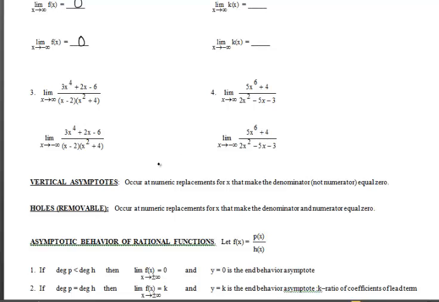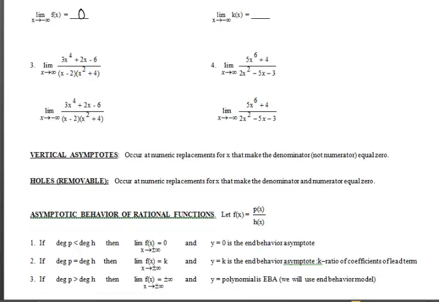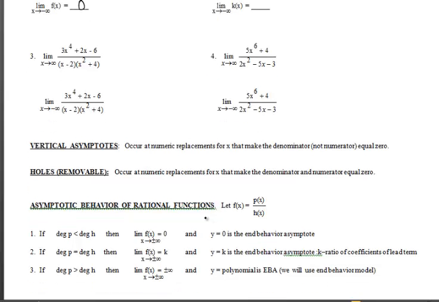Okay, and just some descriptions here too of vertical asymptotes and holes, removable discontinuities, also point discontinuities. But really down here is where I want to focus: asymptotic behavior of rational functions, and asymptotic behavior of rational functions at its ends.